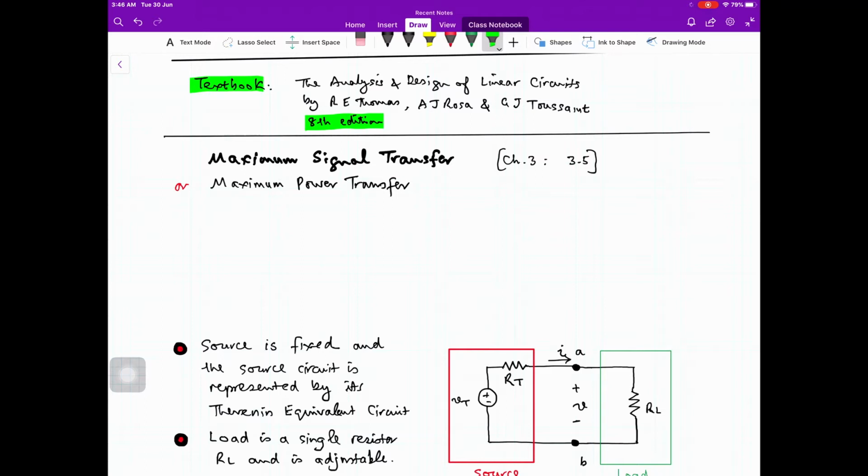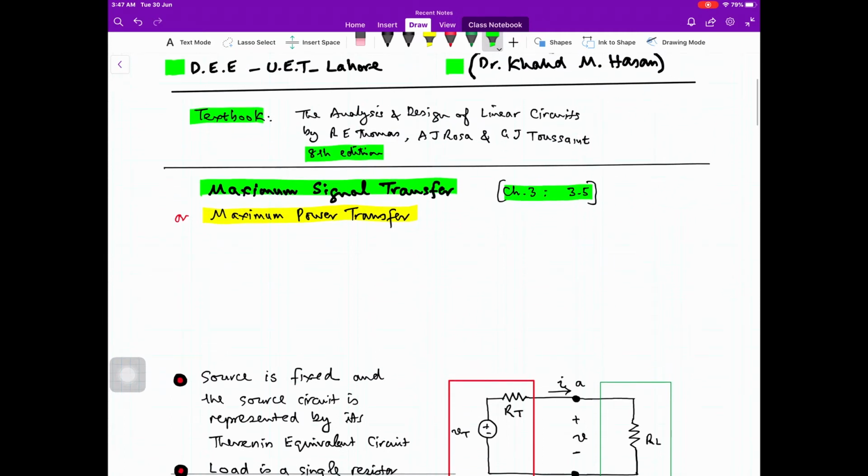Our today's discussion is on maximum signal transfer. The same topic comes with the heading maximum power transfer. Both have the same meaning. In the textbook, it is chapter 3 and section 3.5. The duration of this lecture will be short, as I have written a lot of stuff before its recording.